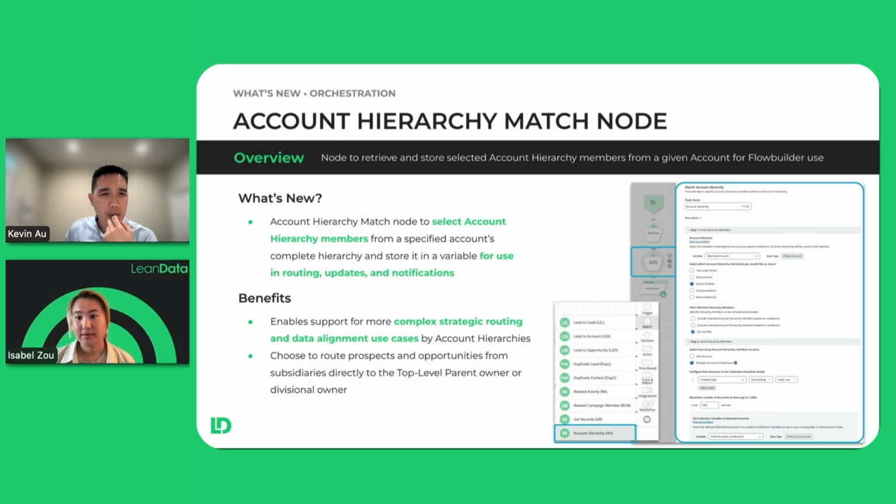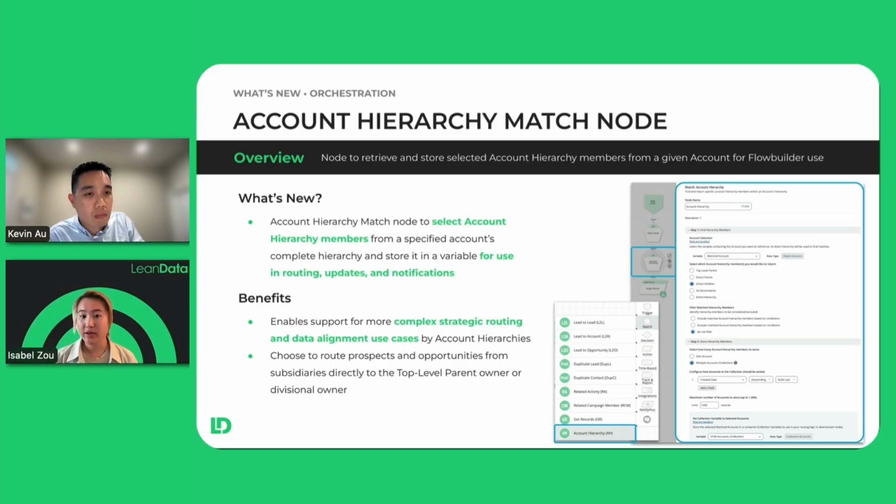I see. Just taking a look at the screenshot, I'm not sure if it's readable for a lot of folks, but it looks like you can select more than one member of the hierarchy here. So what's a use case where you would need to identify more than the parent account or the child account? Yeah, so what we've seen, this is more for proactive notifications for owners.